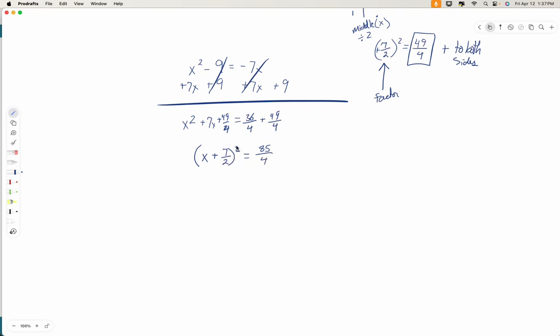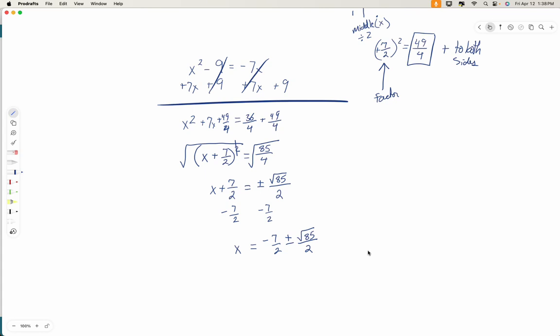Now, to get rid of this square, because we have x by itself, we're going to find the square root of everything. And this would cancel, so we can take away the parentheses. It just becomes x plus 7 over 2, and that would be plus or minus, because now we have a solution here. We can't find the square root of 85, but the square root of 4 is 2. Now we can subtract this from both sides and rewrite it. x is equal to negative 7 over 2 plus or minus square root of 85 over 2.